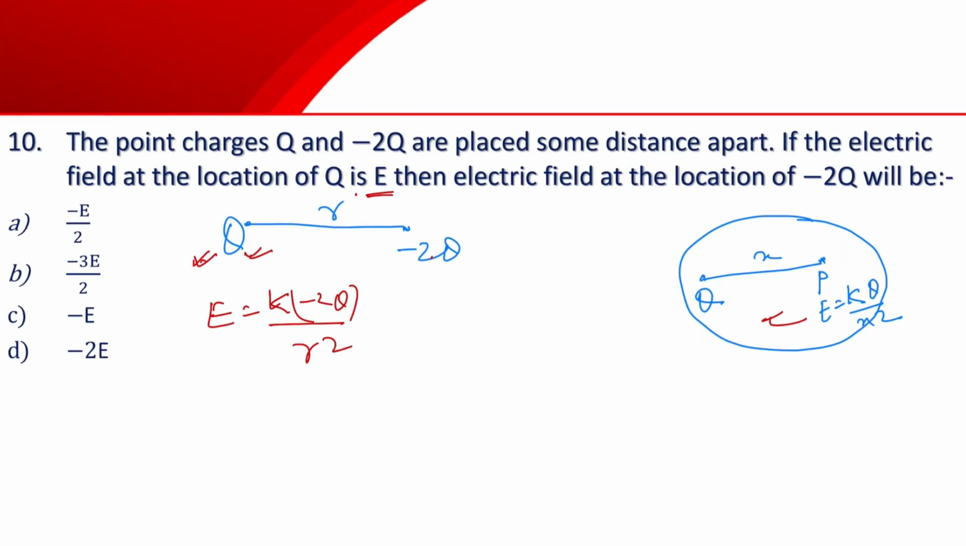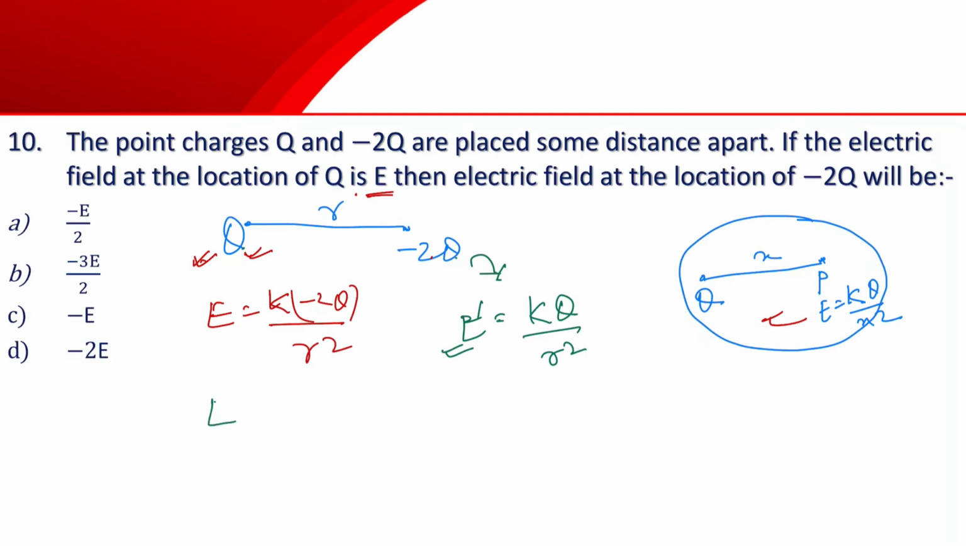Now, what will be the electric field at this location? Let it be E dash. That E dash will be k q by r square, due to this charge q, as the distance is the same, r square. Now we have to find this E dash, according to the question.